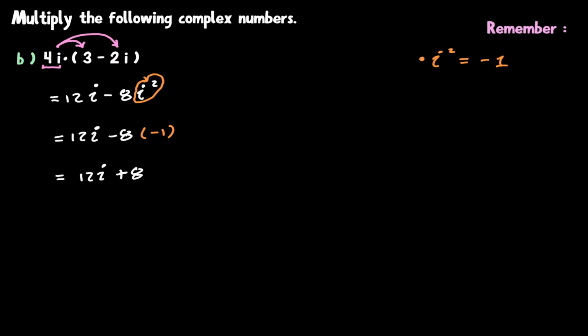Well, let's write this down in standard form. The real part, or the value that does not have an i on it, we should always write it first. And the imaginary part, or the value with an i on it, we should always write it second.